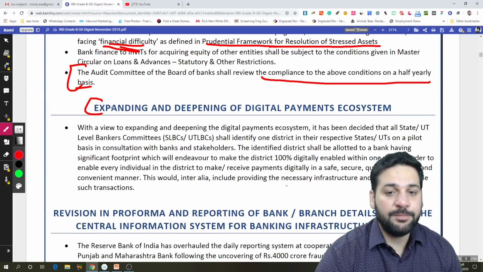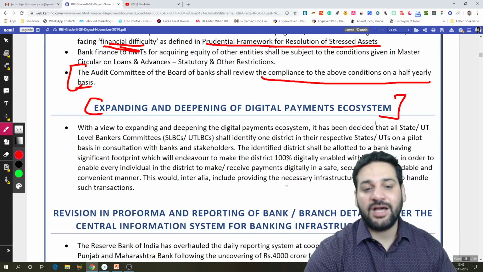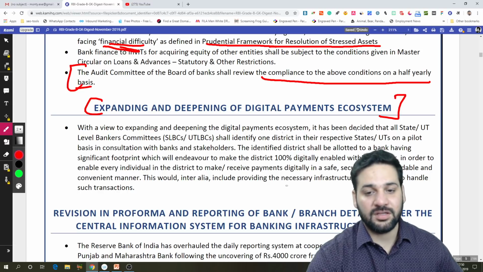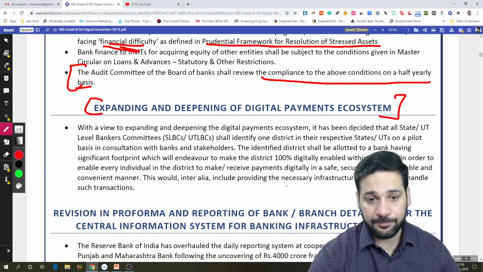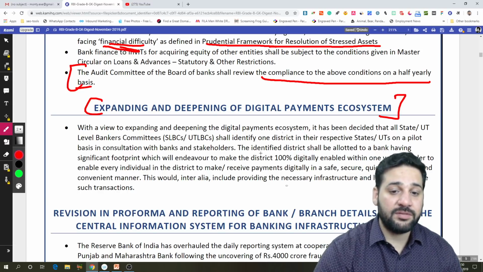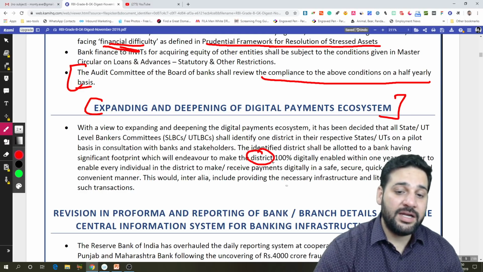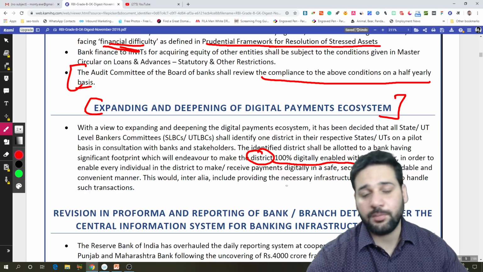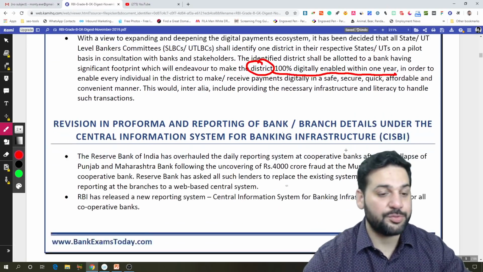Expanding and deepening the digital payment ecosystem: as per the RBI circular, all the states and UTs need to identify a city, a town, or a district, and make an endeavor to make it 100% digitally enabled within 1 year. So that's what this particular circular is about. इससे ज़्यादा कुछ नहीं है.